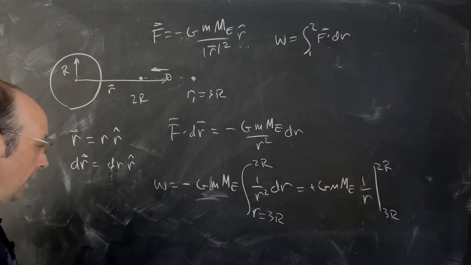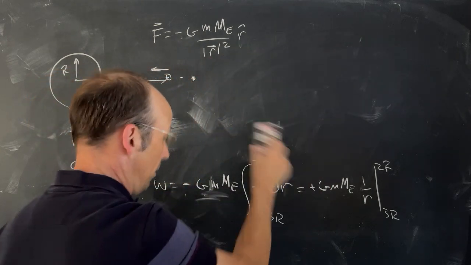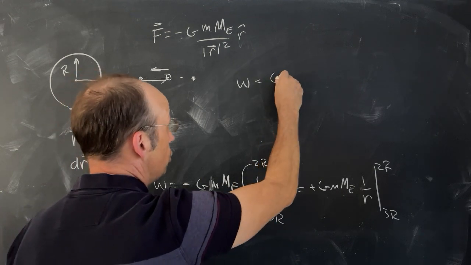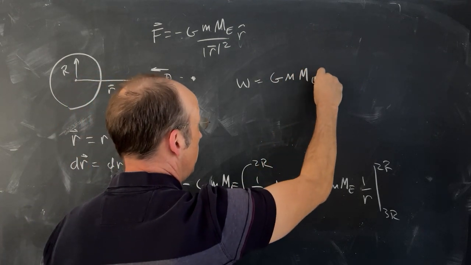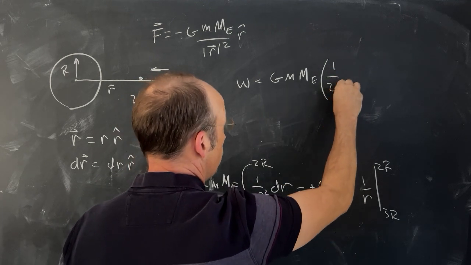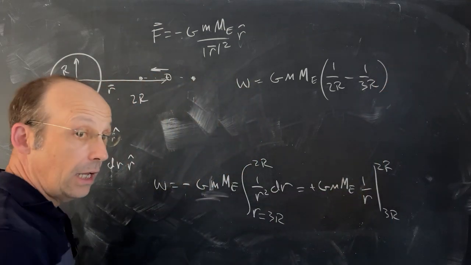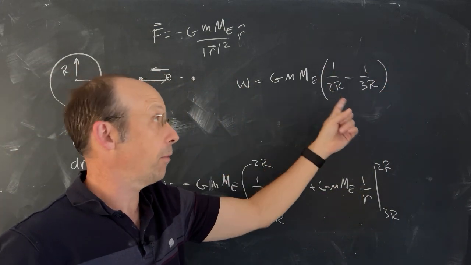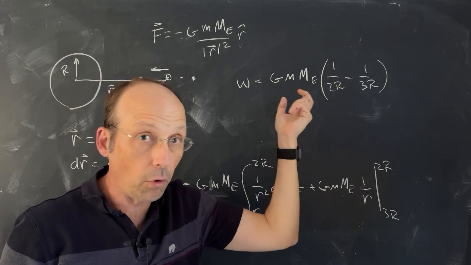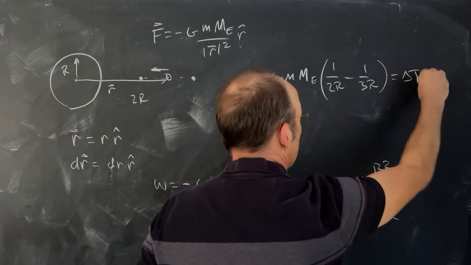And if we evaluate the limits, I kind of poorly managed my space here. Classic move by me. I get work is G m M_E, and then I have the final position, 1 over 2R minus 1 over 3R. And notice that this is a positive number, right? Because I'm dividing by a smaller number minus dividing by a larger number, so it's positive. So I do get work as positive. I do get an increase in kinetic energy that's positive, which is good.